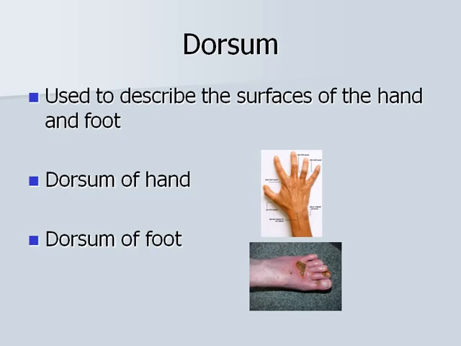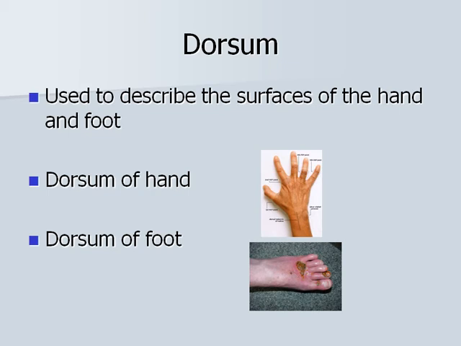Dorsum. Now the dorsum on your body is two areas. You have a dorsum of the hand and a dorsum of the foot. So if you use the word dorsum, you better designate which dorsum you're talking about. The dorsum of your hand is this part of your hand. So now you tell me, is that the anterior or posterior surface of your hand? That's the posterior surface of your hand because you got to be in anatomical position, and it's facing the back. So the dorsum of your hand is the posterior. It's the back of your hand.